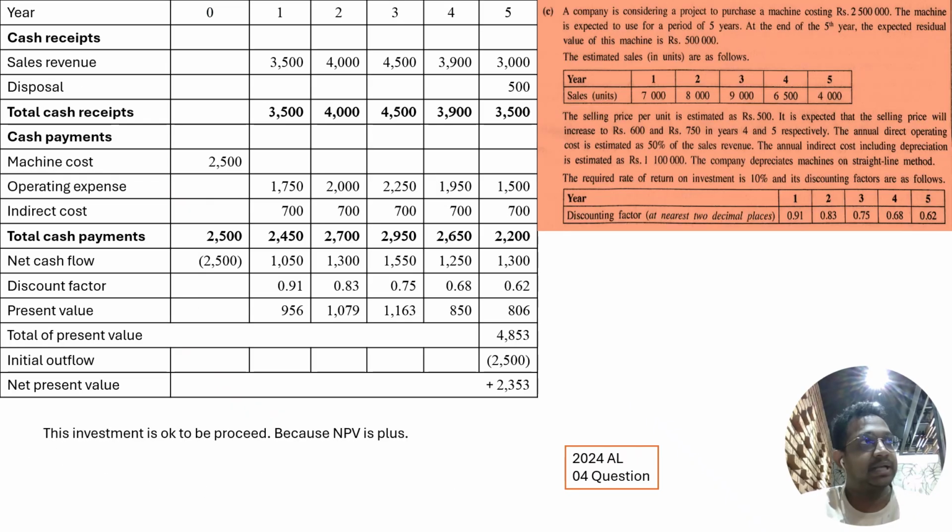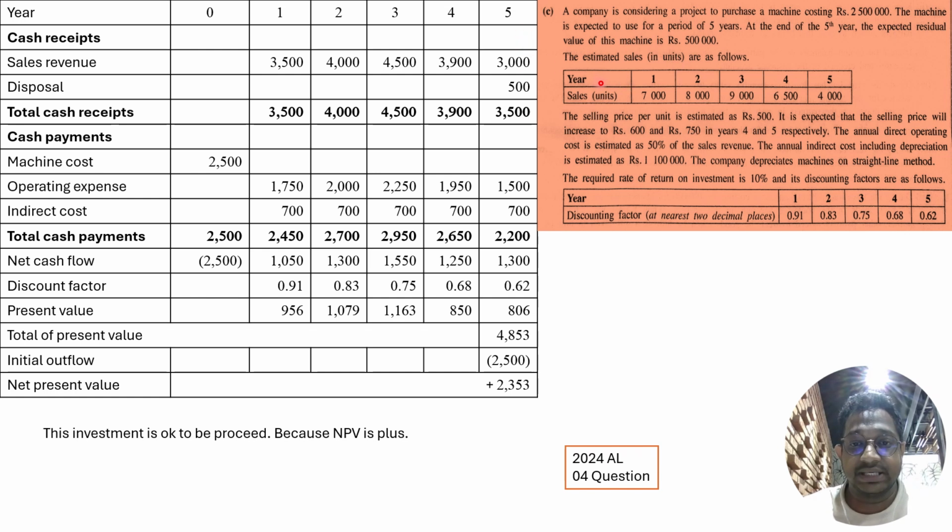And C. And C is given from investment decision. A company is considering a project to purchase a machine costing 2,500,000. This machine is expected to be used for a period of 5 years. And at the end of the 5th year, the expected residual value of this machine is 500,000. And the disposal value you should mention in the last year as a cash inflow.